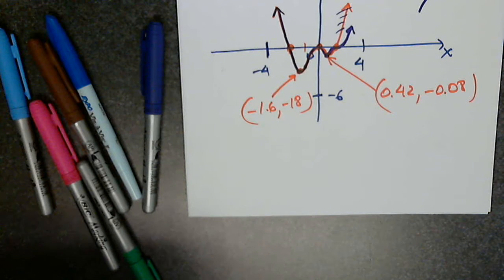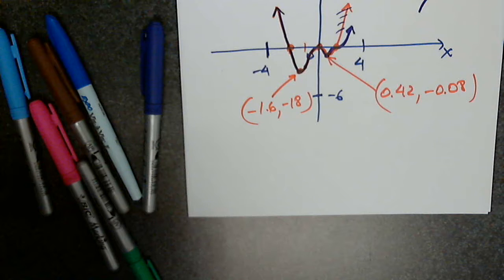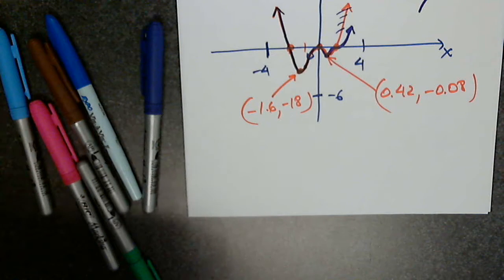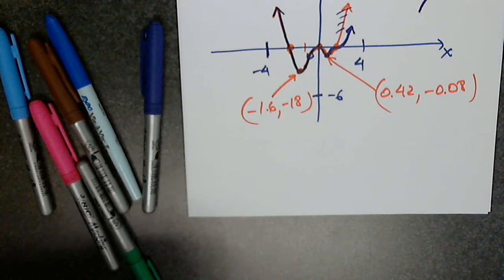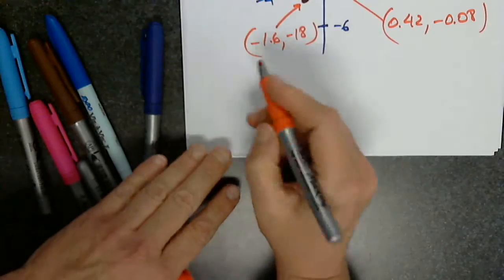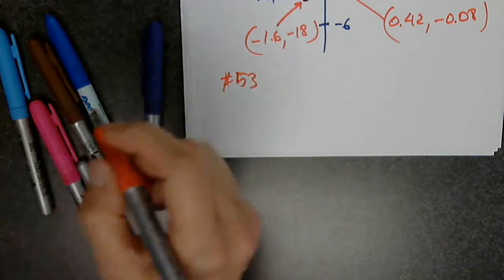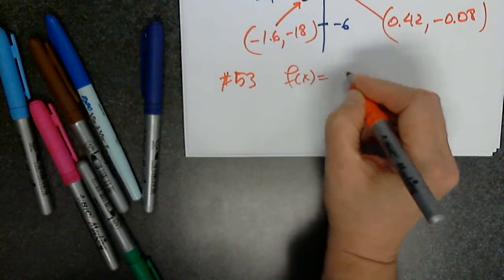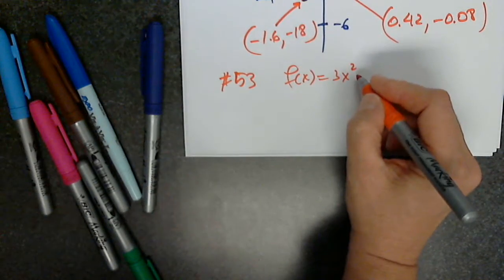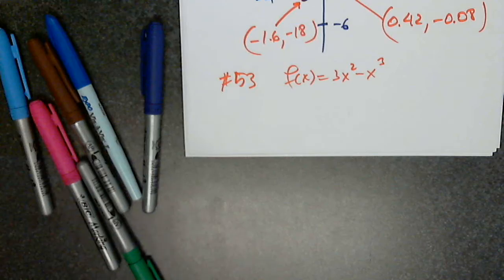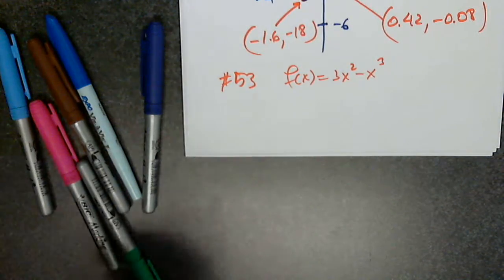Four is not odd degree. 59. Which one? 59. 2, 3, 4. It's an even degree. 4. 53. Yes, that's a good one. 53. And that is f of x, 3x squared minus x cubed. Very good.